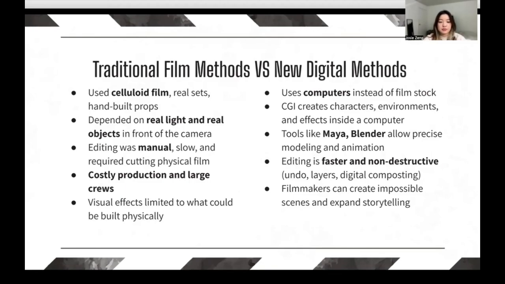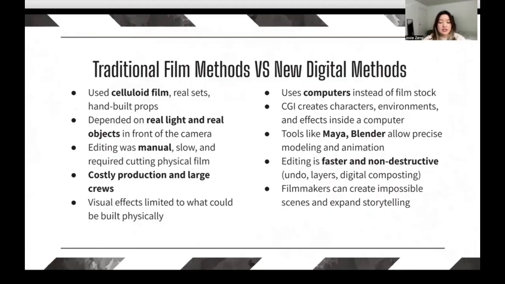I'm going to do the presentation about the difference between traditional film methods and the new ones. The traditional film relied on physical materials like cellular film, real sets, and hand-built props. Everything had to be captured physically using real light and real objects in front of the camera.